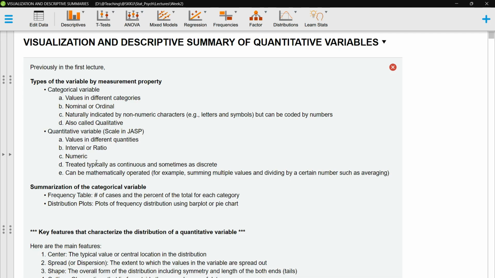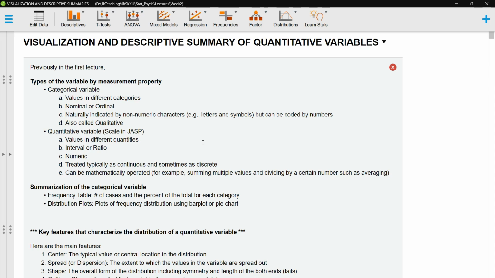Because the categorical variable is not quantitative, it is sometimes called the qualitative variable. So the categorical variable and the qualitative variable are pretty much the same thing, but my opinion is that the use of the term categorical variable is better to understand. Okay, so categorical variable versus quantitative variable.